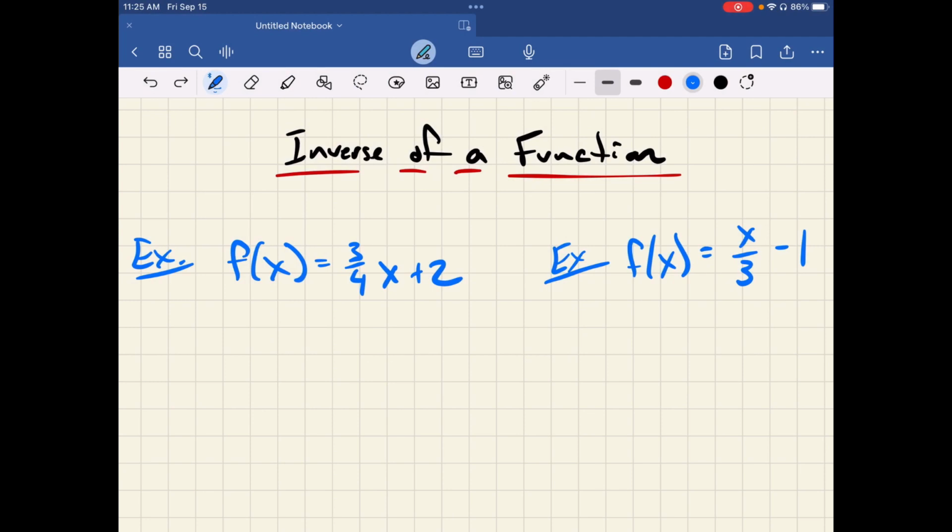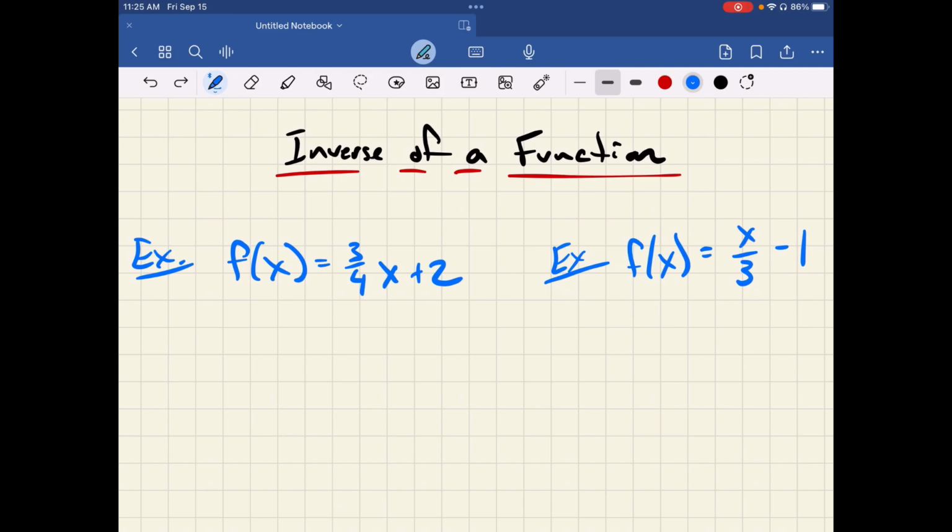Alright, in this video we're going to talk about the inverse of a function. What we're going to do is take a function and invert the x and y values. In other words, we're going to exchange places with those, okay? Now it doesn't always have to be the x and y. What we're really doing is changing the independent and dependent variables, and then we're going to solve that new function for our new y or dependent variable.